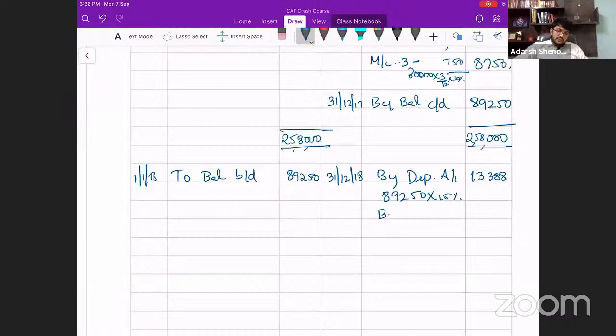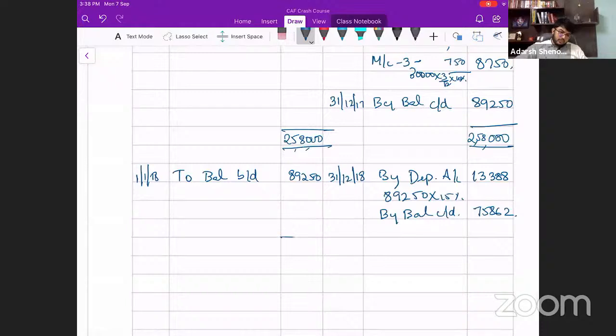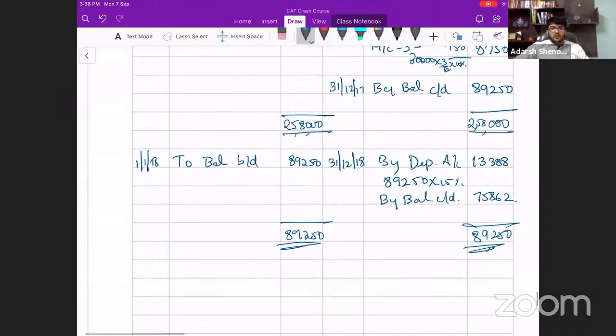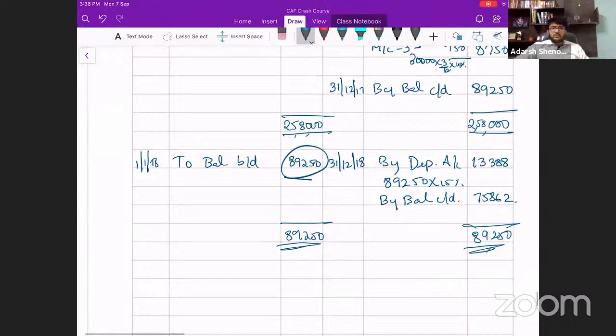And what is the balance? 75,862. Same thing. What if it was WDV to SLM? Same thing. We have to follow the same thing over there also. On the book value of the asset, just prospectively change it.